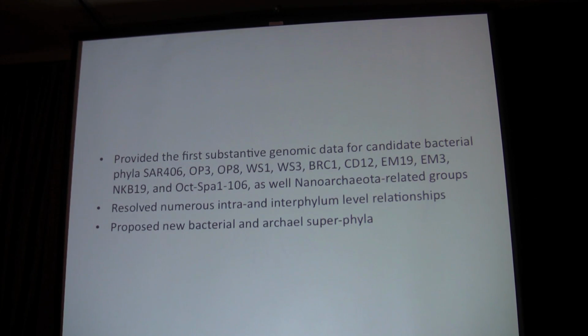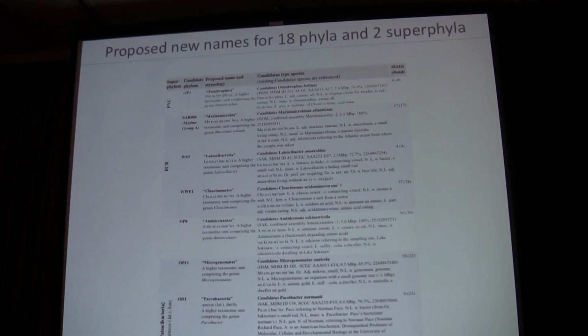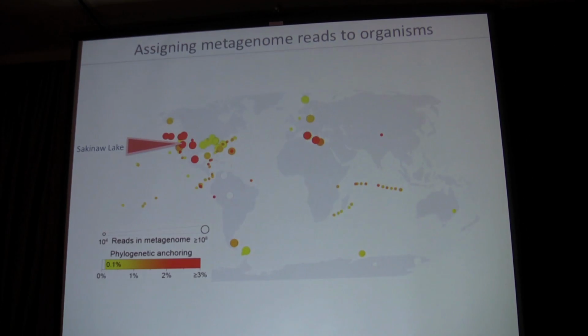Now, with these new superphyla, we also are proposing new names for a lot of these phyla. So we do propose names, and I'm just going to give you a snapshot for 18 phyla, where we have quite some genomic representation, and for 2 of the superphyla.